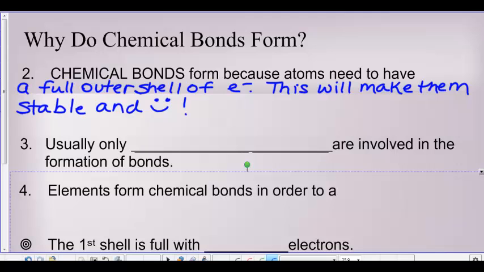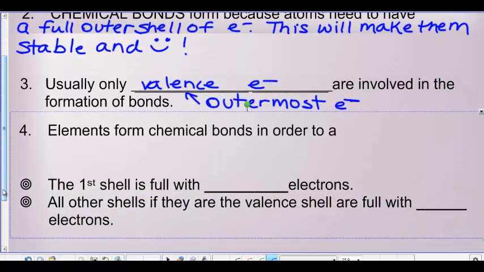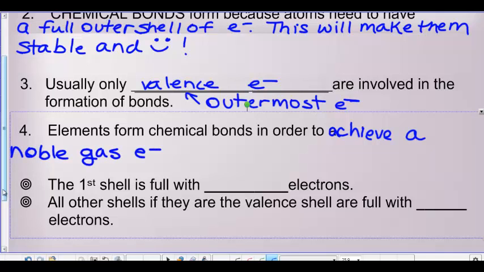Usually, unless you're a transition metal, only the valence electrons, the outermost electrons, are involved in bonding. Remember, valence electrons are the outermost electrons. So elements will form bonds in order to have that full outer shell, which we call a noble gas electron configuration, which is the full outer shell, right?